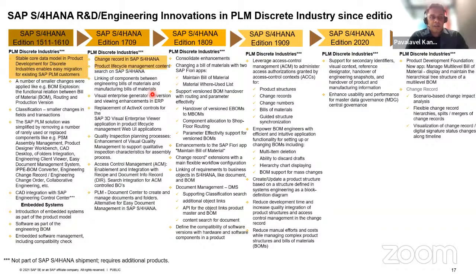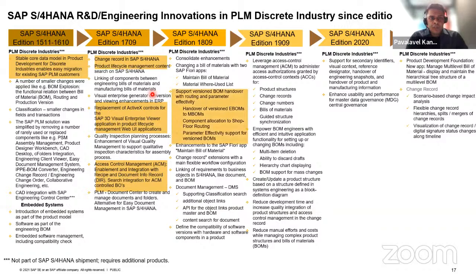And then as a part of 1709, change records were brought into S4HANA, and product lifecycle management and content search were brought into S4HANA. ActiveX was replaced in 1709 by SAP 3D Visual Enterprise Viewer in PLM, basically in web UI applications. And access control management: using your document info, enablement of access control in your recipe and DAR was done as a part of 1709. And integration of ACM controlled BOs was also there.